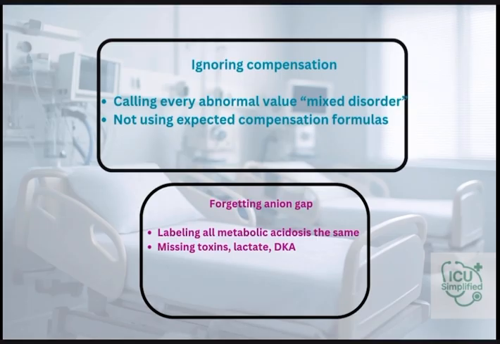Forgetting to calculate the anion gap is another frequent error. This leads to labeling all metabolic acidosis as the same and can result in missing important causes such as toxins, lactic acidosis, or DKA.